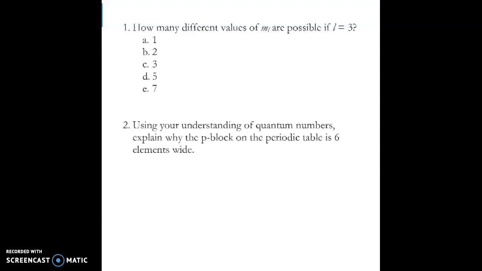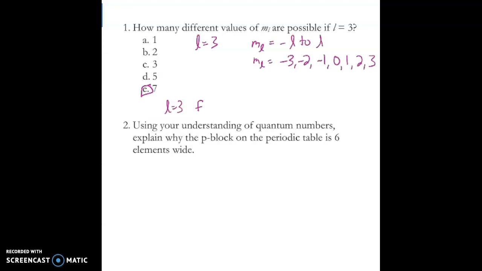So if l equals 3, we know that m sub l can go from minus l to l. So m sub l can go from -3, -2, -1, 0, 1, 2, 3. So that's 1, 2, 3, 4, 5, 6, 7 orbitals. And that makes sense. l equals 3 we know is the f block, and we have 7 orbitals in the f block.